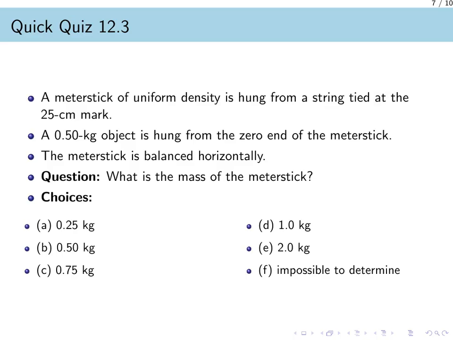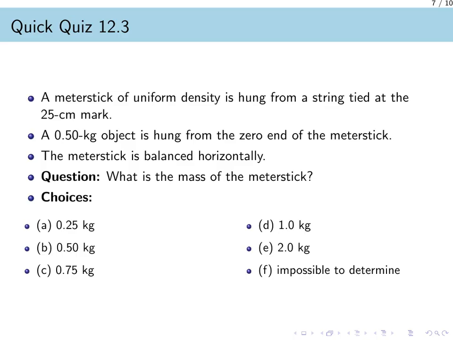First, consider the torque created by the hanging object. Its mass is 0.50 kilograms, and its distance from the pivot, called the lever arm, is 25 centimeters. This object creates a torque in the counterclockwise direction. Next, consider the torque from the meter stick's own weight. Because the meter stick is uniform, its center of gravity is at its geometric center, the 50 centimeter mark. This weight creates a clockwise torque.